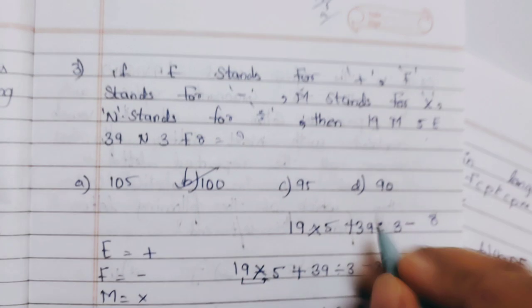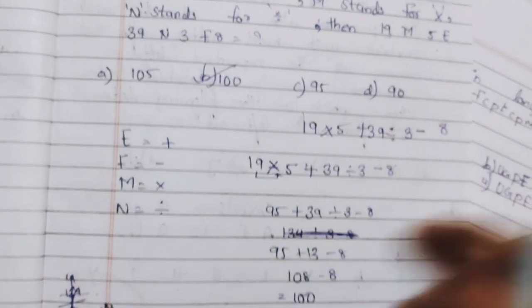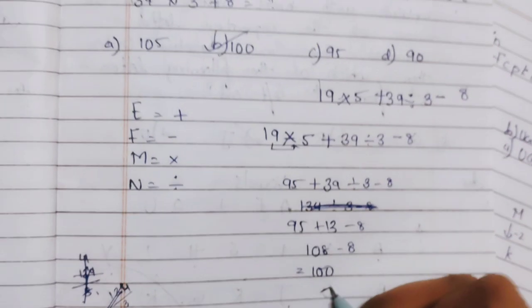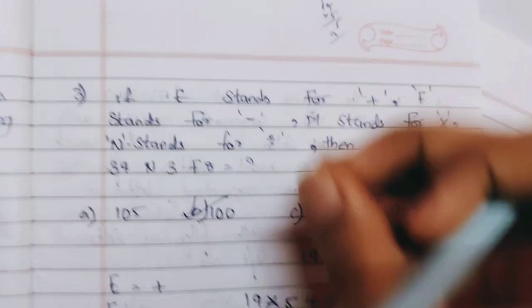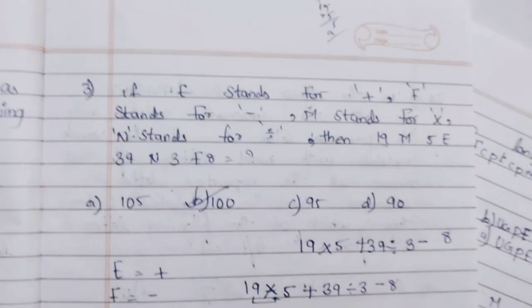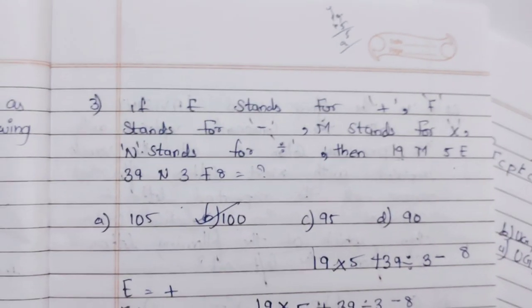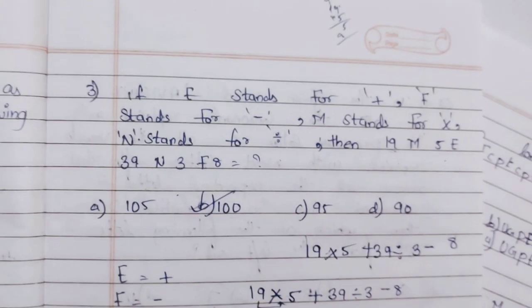Now if we solve this question, what answer are we getting? We are getting the answer 100. So 100 is the answer and from the options we will choose the second option. See how simple this is. They only gave us some idea of which letter stands for which sign, addition sign, subtraction sign, and we applied that to the values and found the answer. So how easy this question is.